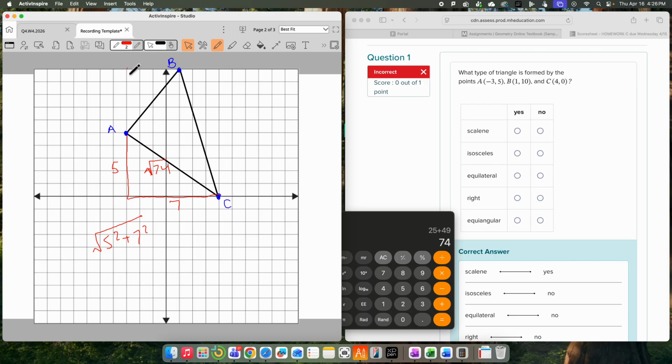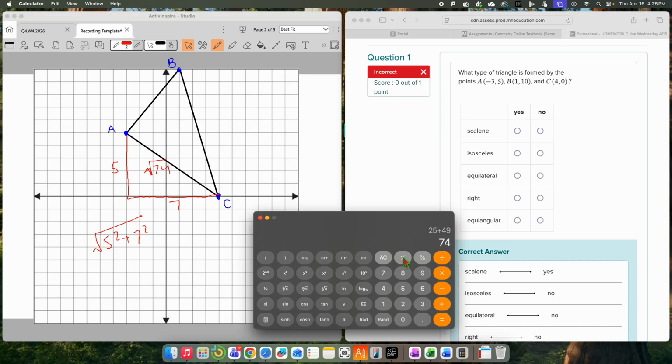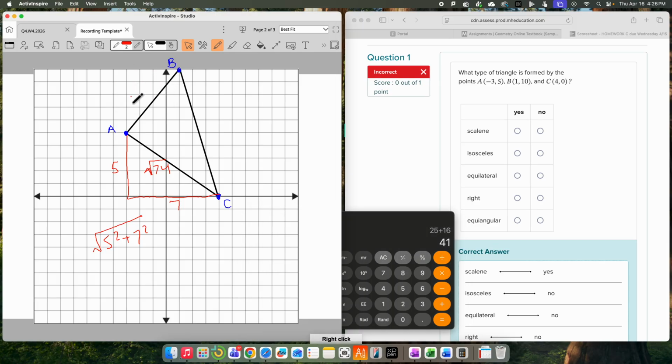That's 5 units. That's 4 units. So that's 25 plus 16. 25 plus 16 gives us 41. So the length of AB is the square root of 41, which is also irrational, so I'm not going to write it. So all that really matters to us is that these are different numbers. So it's definitely not equilateral. We already know that for sure.